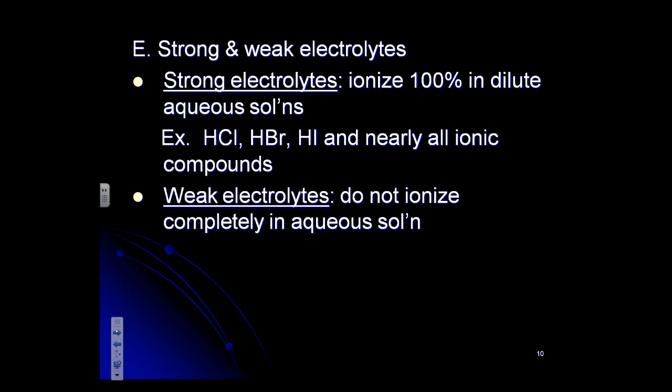So if you were to take a snapshot of an entire container of a weak electrolyte, what you would see is some ions floating around, because some of them have been confused by water and have split into their ions. But many more of them have already gotten back together. So you don't have as many ions running around in that solution.